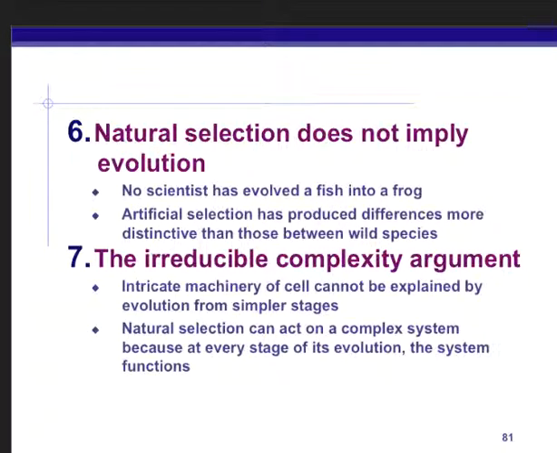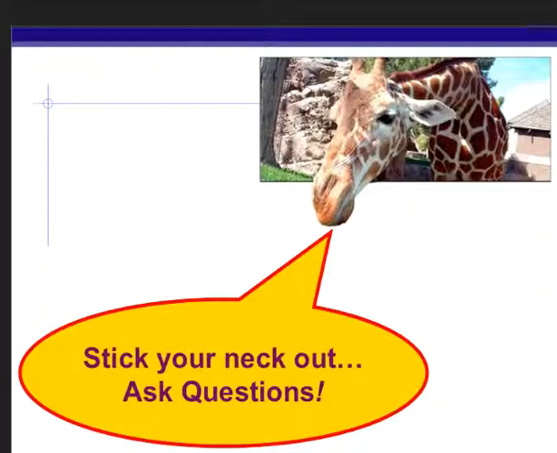But natural selection can act on a complex system because at every stage of its evolution, the system functions, and little pieces get added on. We're talking about billions of years of evolution here. So that's tricky on that end, but still. That's it. That's the end of chapter 21.